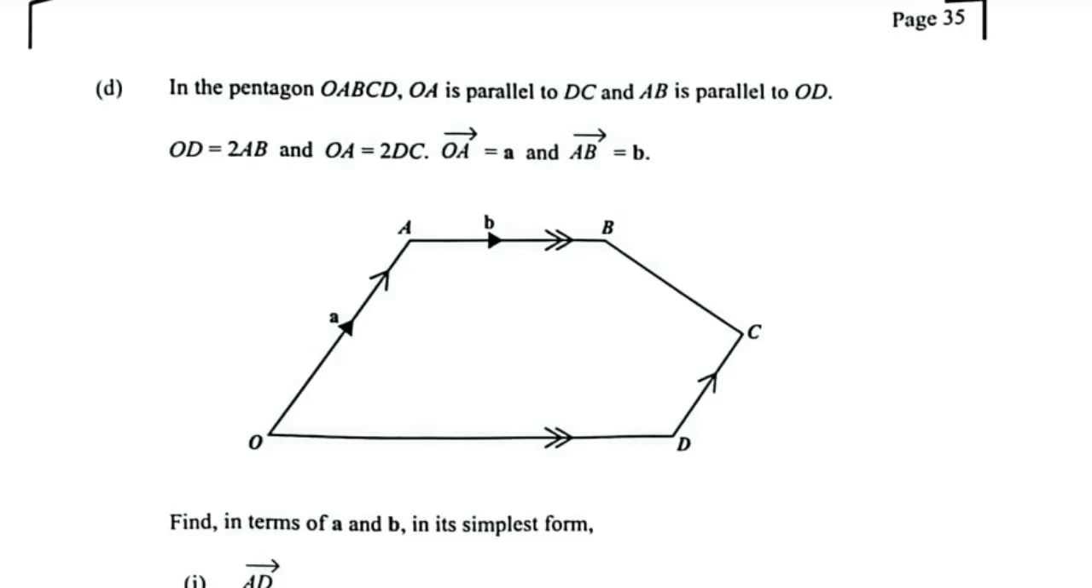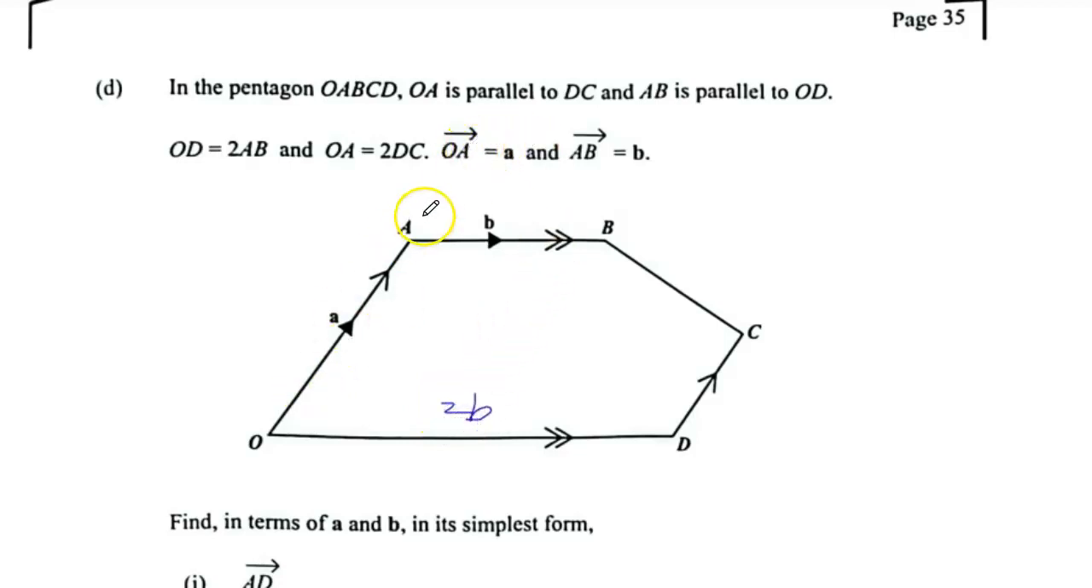In the pentagon OABC, as we can see there, OA is parallel to DC and AB is parallel to OD. We're also told that OD is 2 times AB. So AB is b, so OD is 2 times that. So OD will be 2b.